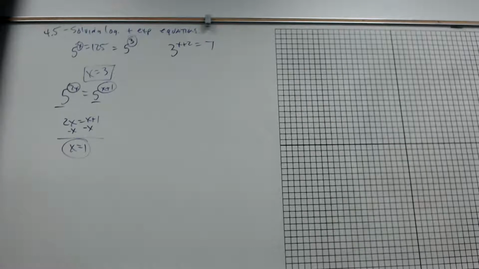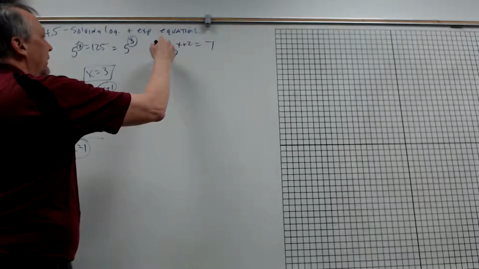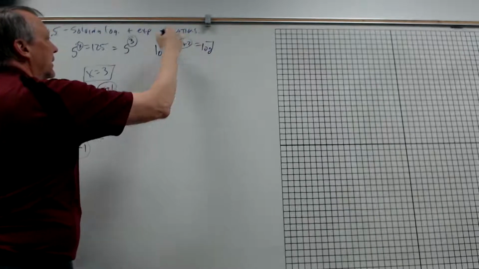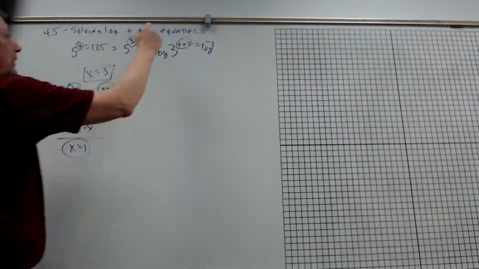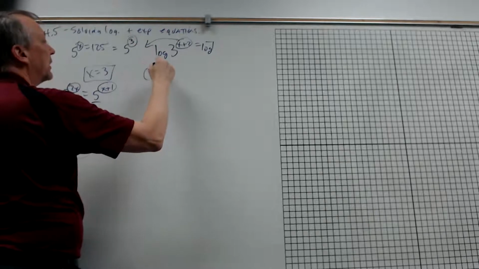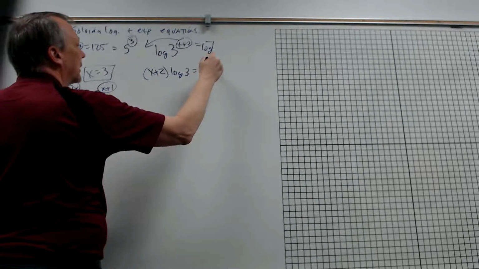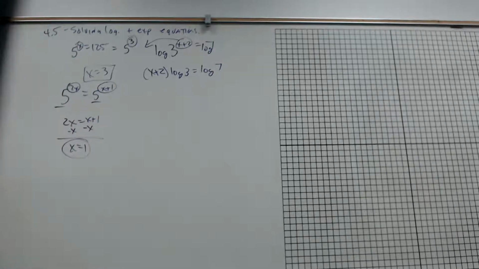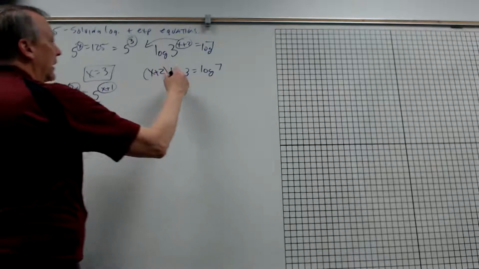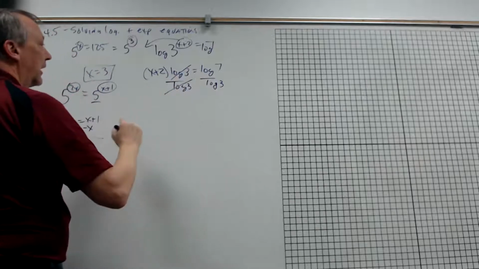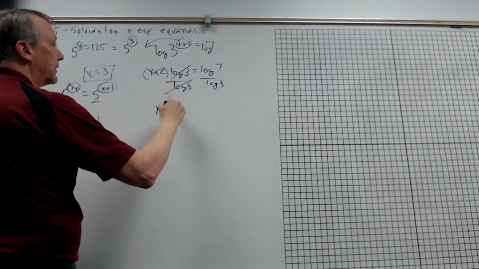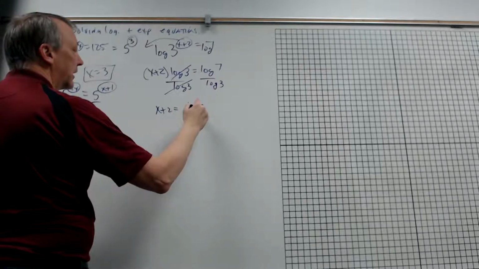That's exactly why. So if we take the log base 10 of both sides, what can I do with this? Pull it out front, okay? So this becomes x plus 2 times log 3 equals log 7. Now we need to get the x all by itself. How do we do that? Now I can divide by log 3. So those cancel, and I get x plus 2 equals log 7 over log 3.